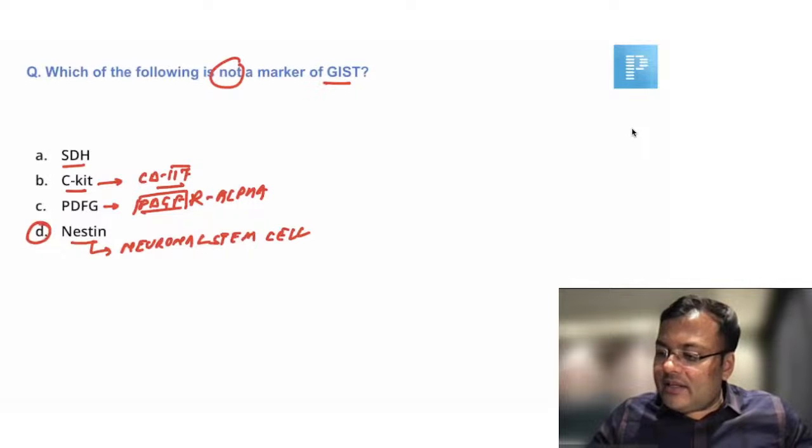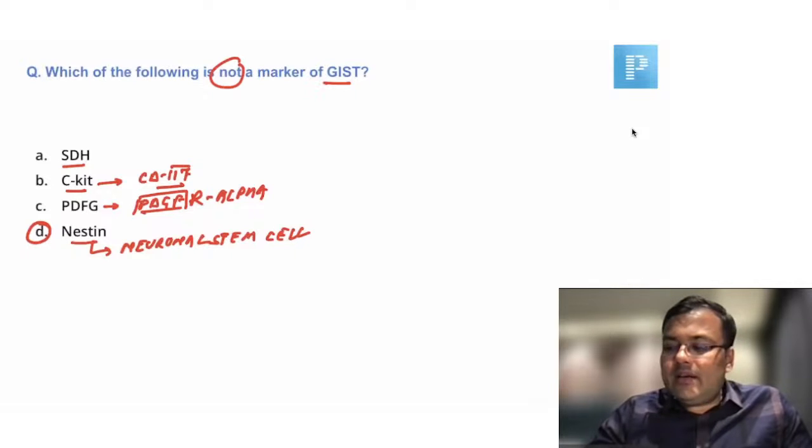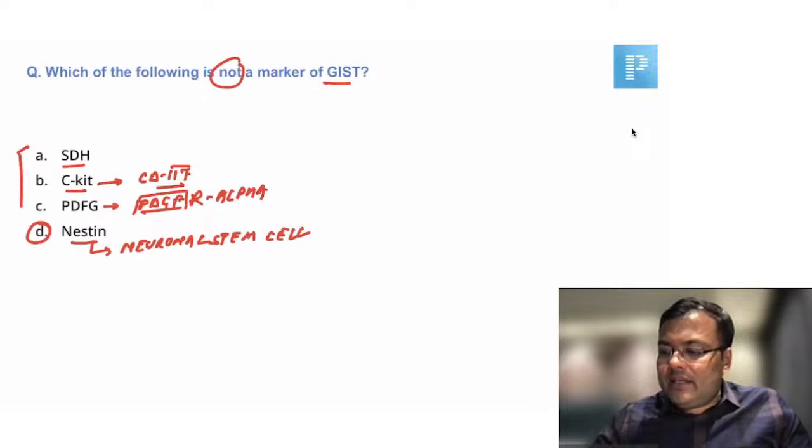So what is the correct answer here? Nestin is not a marker. What are the other markers? There is DOG1, protein kinase C theta, CD34. So all these are markers. Nestin is not a marker. SDH, CKIT, PDGFR alpha, all these are the markers.